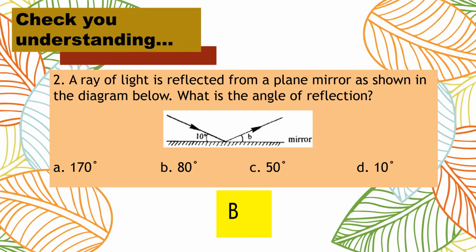So, if the normal line and the plane mirror produce 90 degrees, you have 10 degrees already, so you have to subtract 10 degrees from 90 degrees. So the answer is 80 degrees. Okay? Understand? Now let's proceed to the next number.